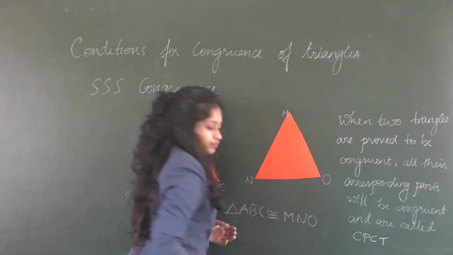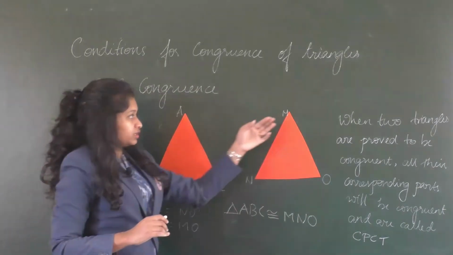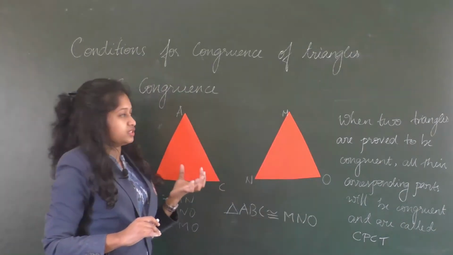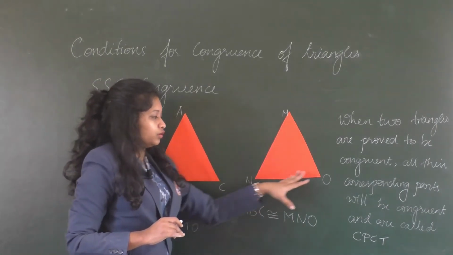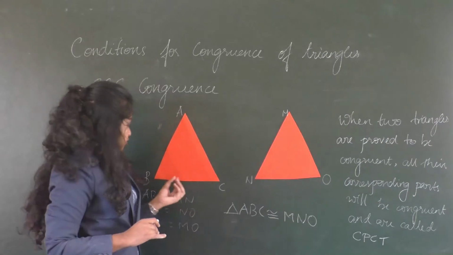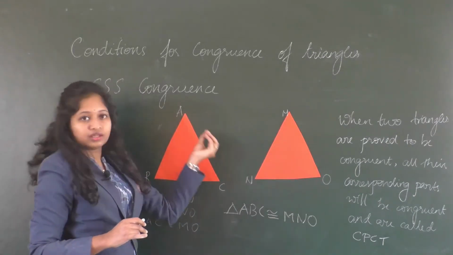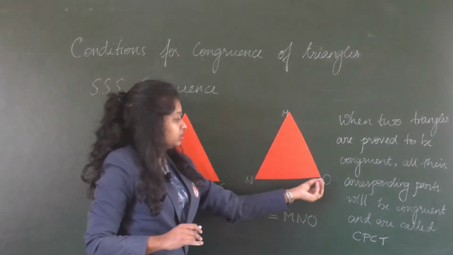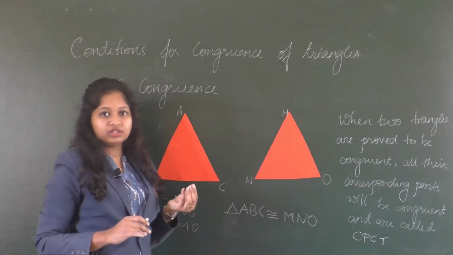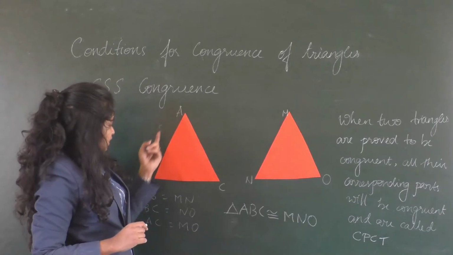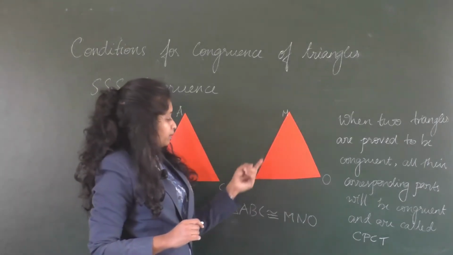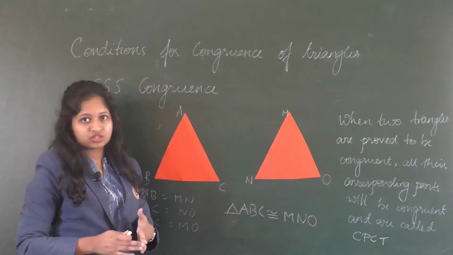We should write the corresponding sides. If we are writing ABC, then MNO are the corresponding sides. If you write BCA, then triangle NOM would be the congruent triangle. If you write CAB, then OMN should be the corresponding triangle.